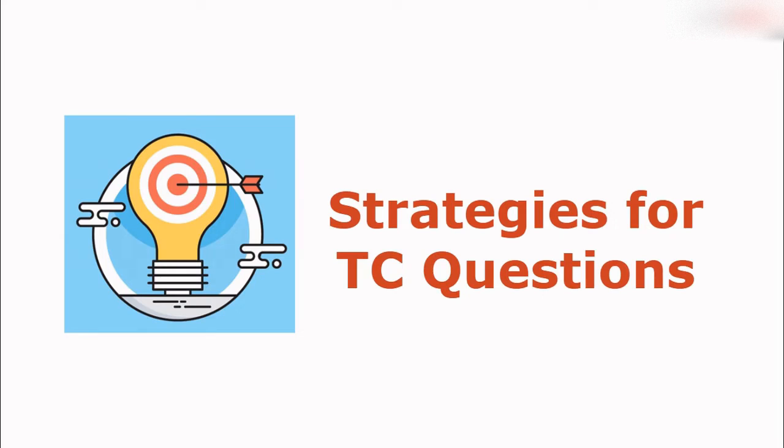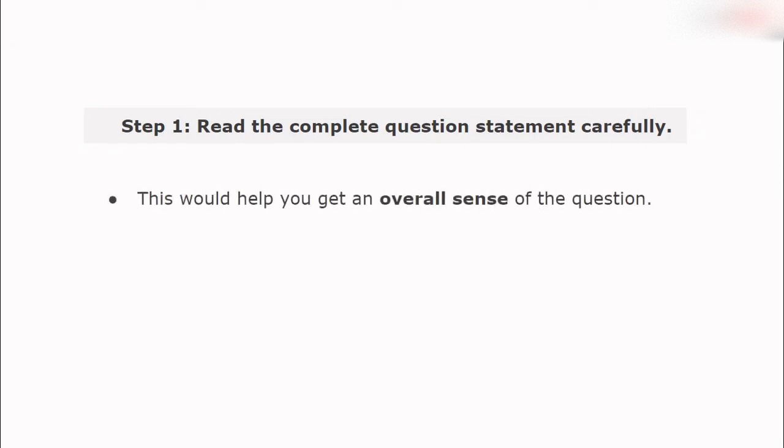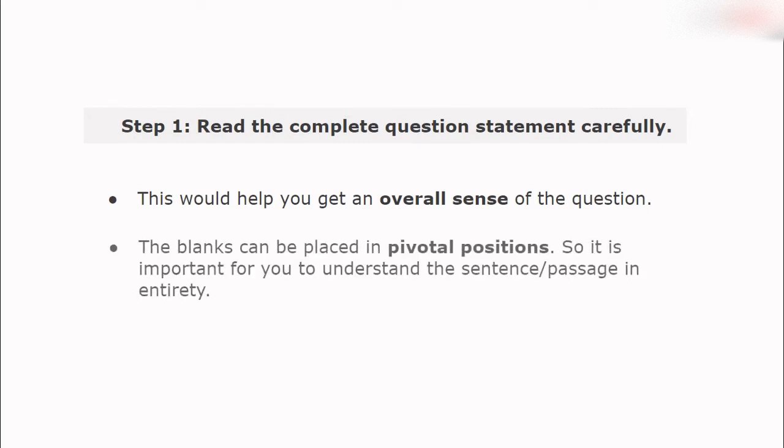Strategies for TC questions. Read the complete question statement carefully. Always make sure that you get an overall idea of the sentence. The reason is the blanks will be placed in crucial areas of the sentence, and only reading thoroughly will help us understand what details we already have and what we need to find. So it is very important that you understand the given sentence or a short passage correctly. Is it clear?